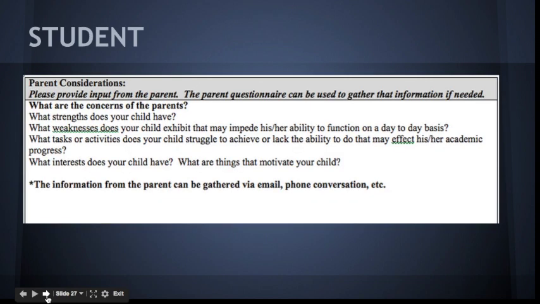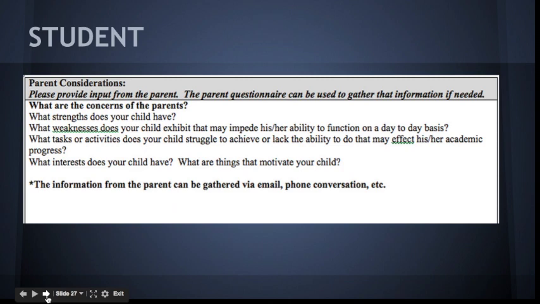Parent considerations. I've said before that parents are a part of the team, so you want to take into consideration what the parents' concerns are. What does the parent see at home? Sometimes I have schools that say the student is doing just fine at school, but the mom says the kid is struggling with homework, struggling to do anything at home. So what does that look like? What does a snapshot of the day in the life at home look like, especially surrounding homework and what the student does outside of school?